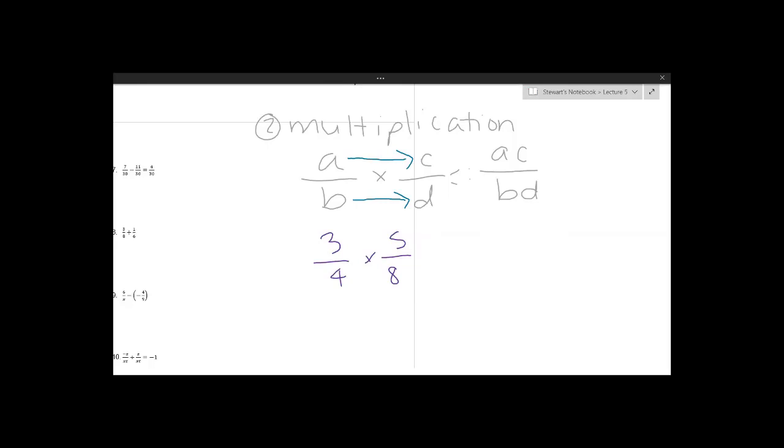So you have to consider how the denominator would change too, because you're going to end up with something completely different. You're going to multiply straight across in the numerator and denominator. So you'd end up with 3 times 5 over 4 times 8, which would give you 15 over 32. And that'd be your final answer for that.